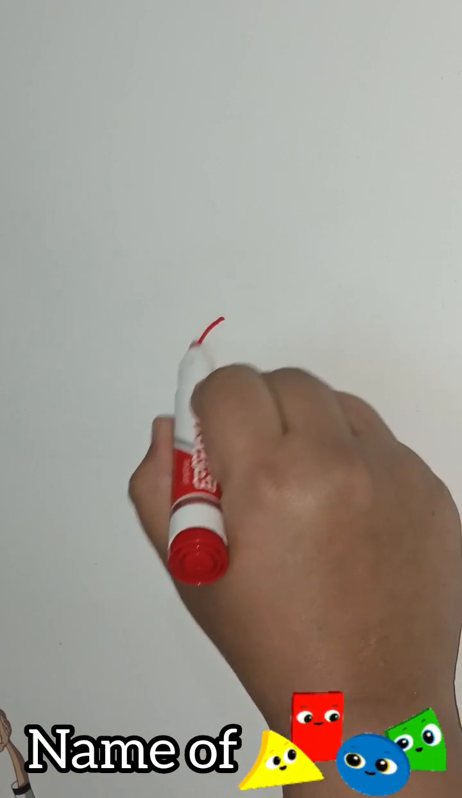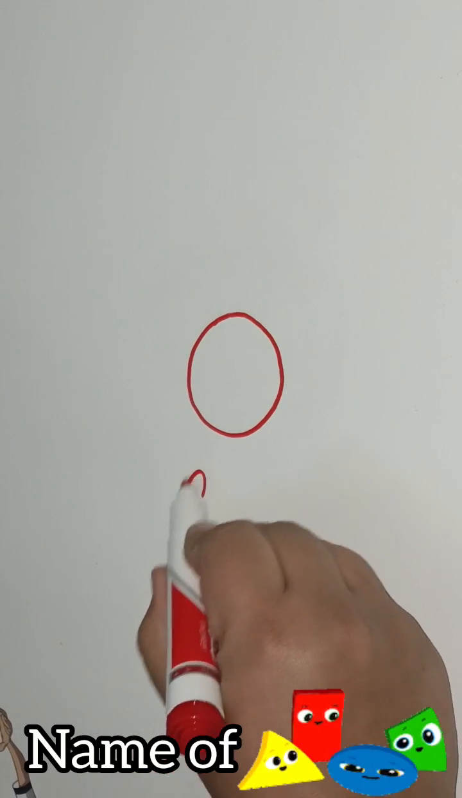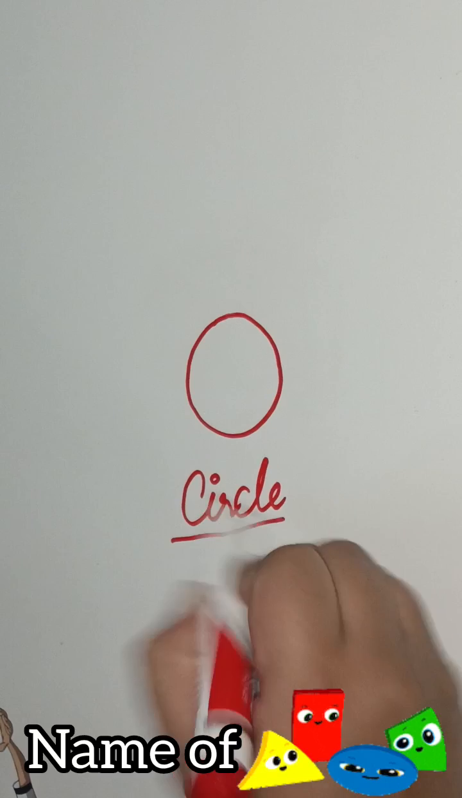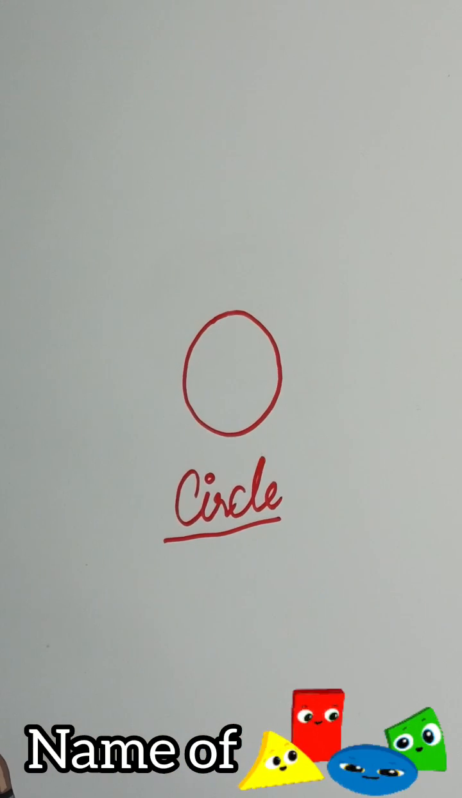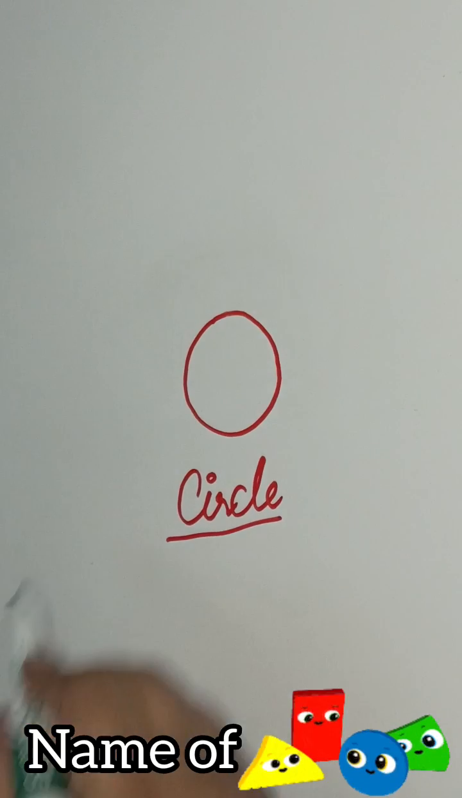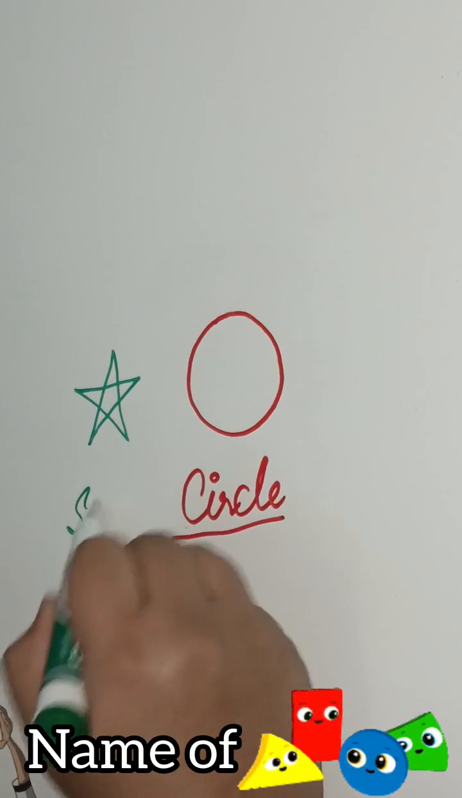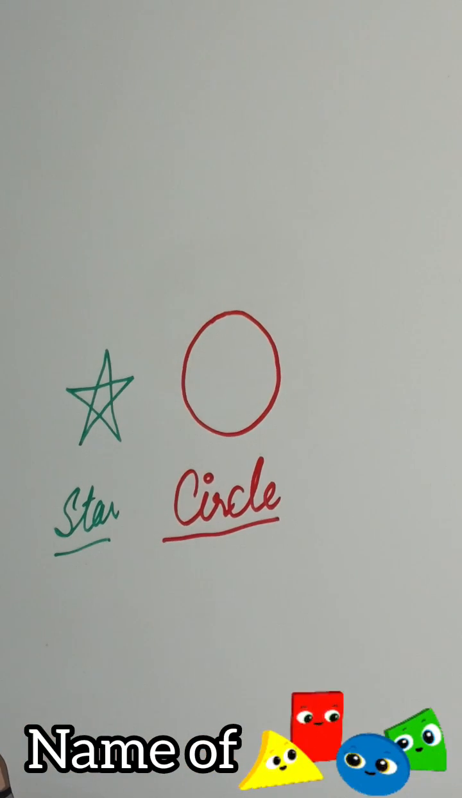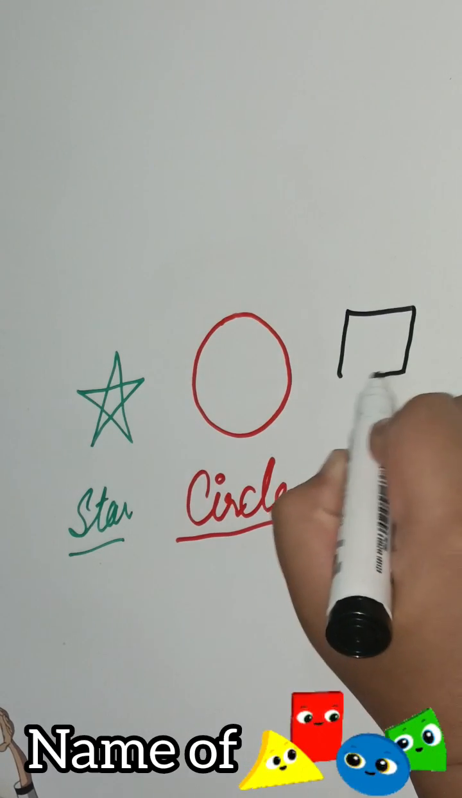So it's a circle. Circle. Wow! Circle. Now I'm going to use a green color and I'm going to draw a star. It's a star. Star, star. Now I'm going to use black color and I'm going to draw a square.